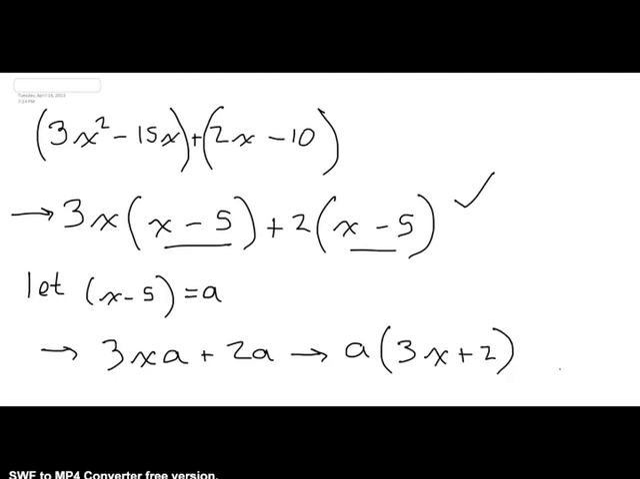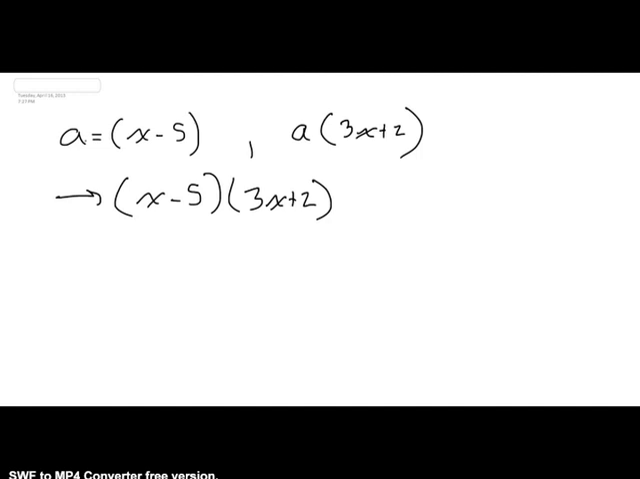So all that we have to do now is substitute in the value that we had for a. So what we're going to get is the following. We had a is the same as x minus 5, so we had a multiplied by 3x plus 2. Replacing again a with x minus 5, we get the fully factored form.